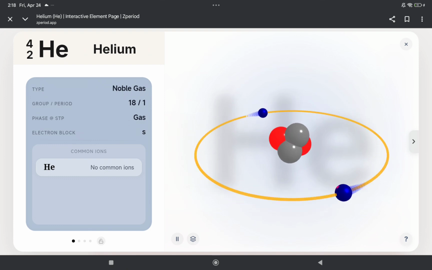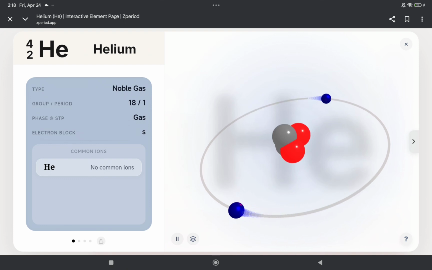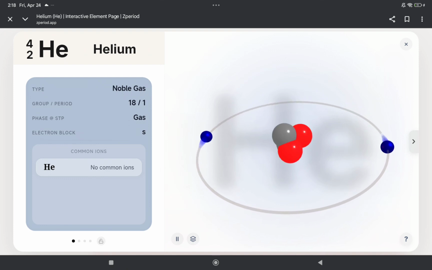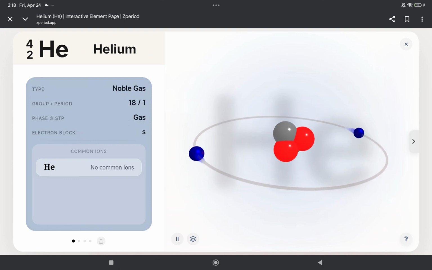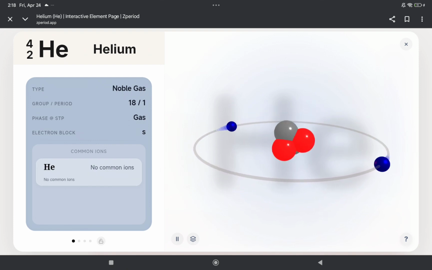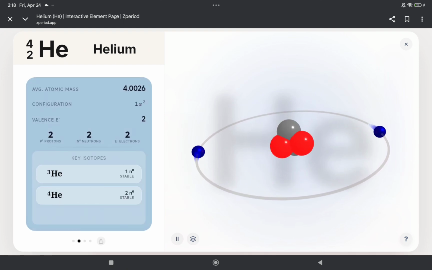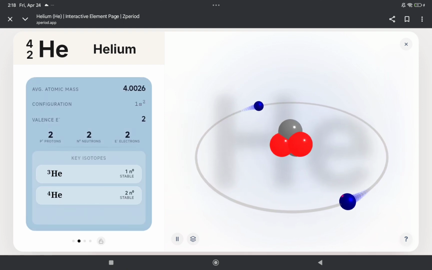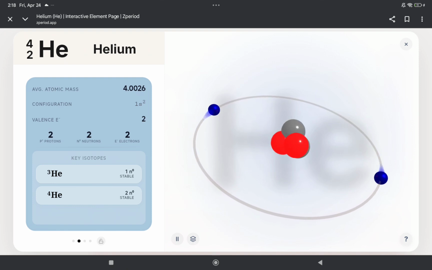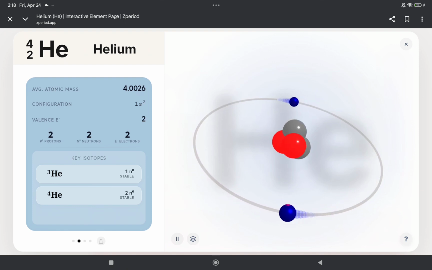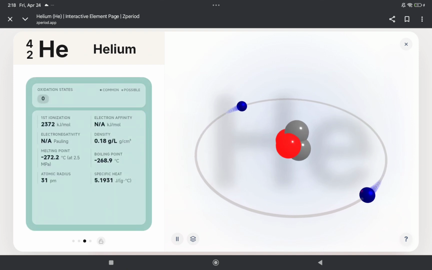The second element is helium. Type is a noble gas. It's group 18, period 1. Phase is gas, and the electron block is S. The protons are 2, the neutrons are 2, and the electrons are 2. This is kind of like an orbital, and this is an atom.